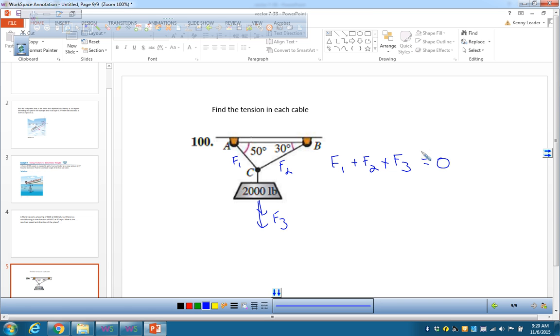So you can find the magnitude. The horizontal component of F1 and the horizontal component of F2 have to be equal, because it's not moving sideways. And the vertical component of F1 and the vertical component of F2 have to be equal to 2,000. See that?